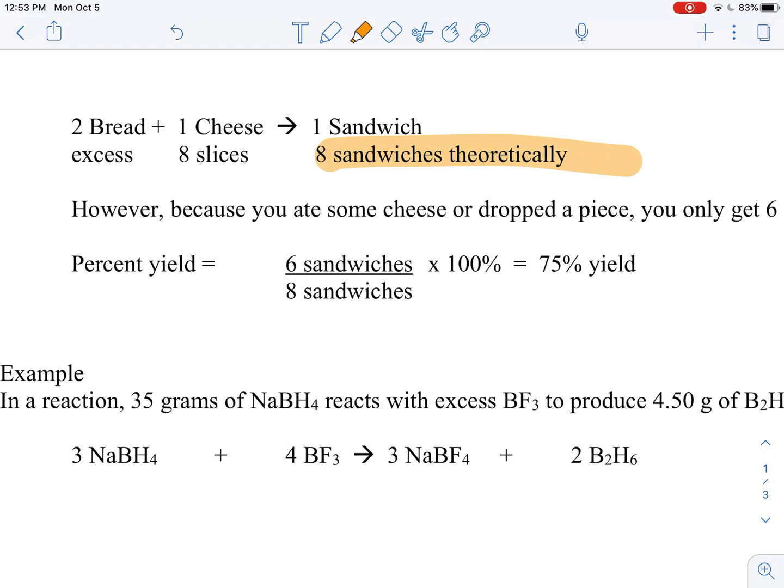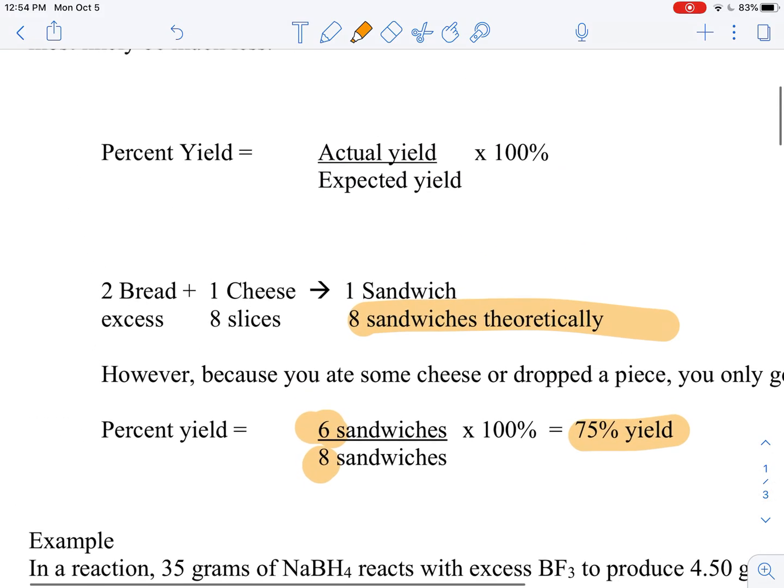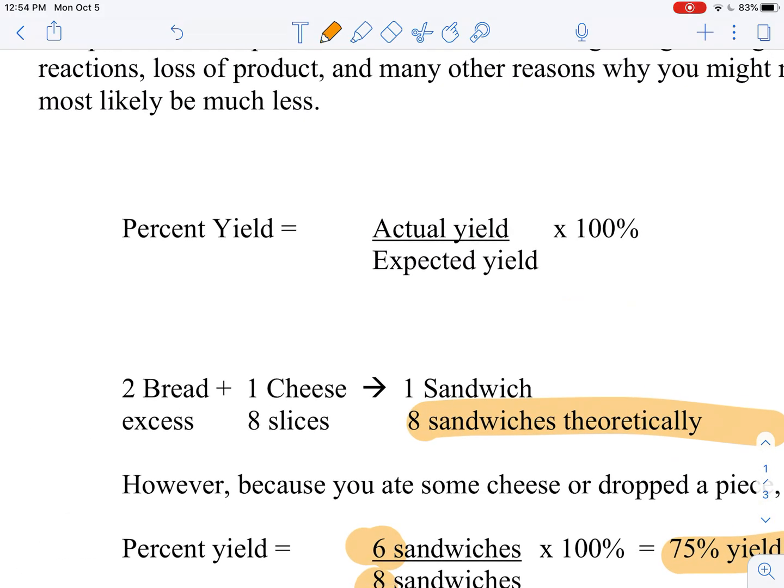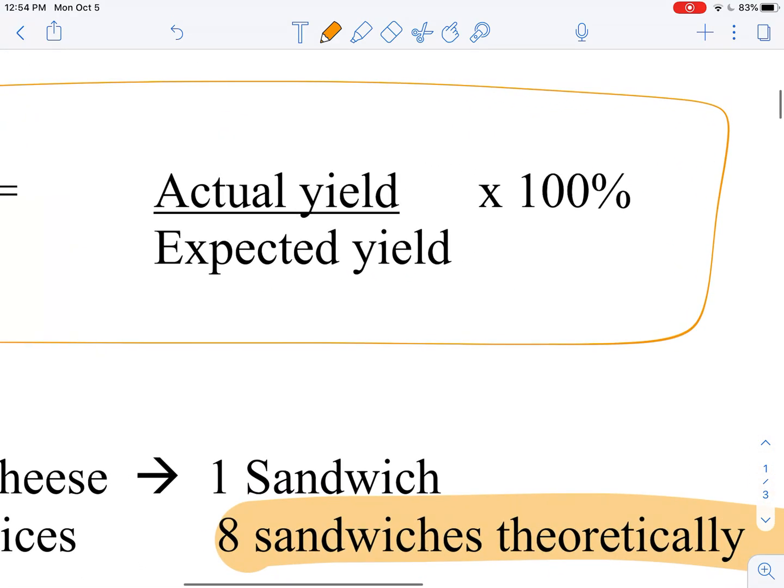But maybe by the time you're all done making grilled cheese sandwiches, you only have 6 sandwiches that you actually made. You started off the whole process, and you should have been able to create 8, but you only ended up with 6. So your percent yield is a 75% yield, 6 out of 8, because you should have been able to make 8, but you didn't quite get there because of factors that were perhaps beyond your control, perhaps not. So percent yield is this equation here. It is the actual divided by the expected times 100%.